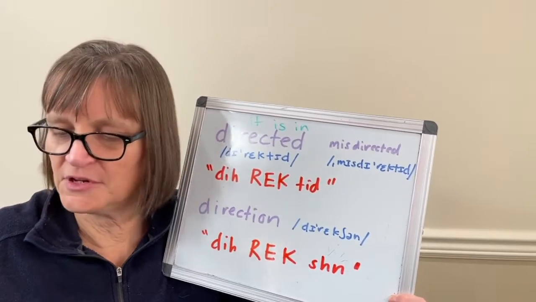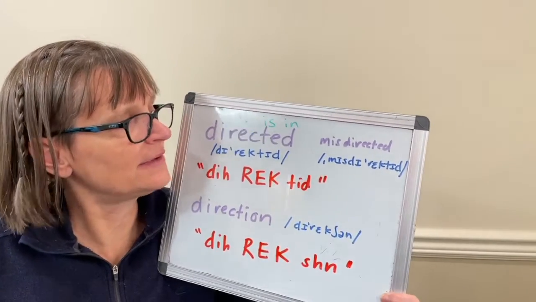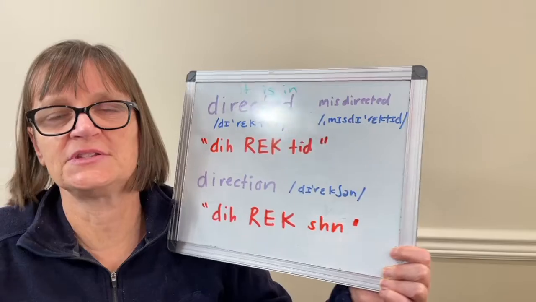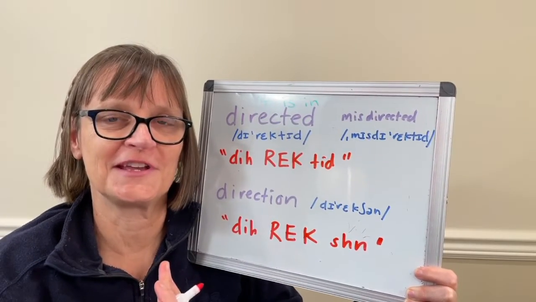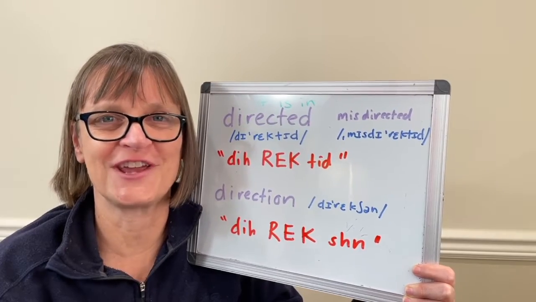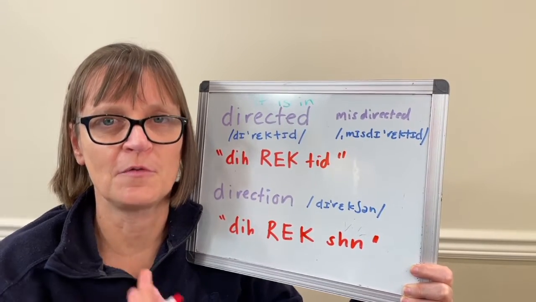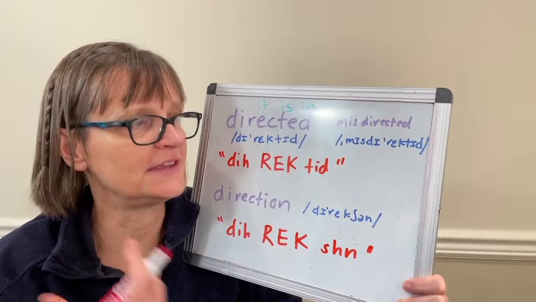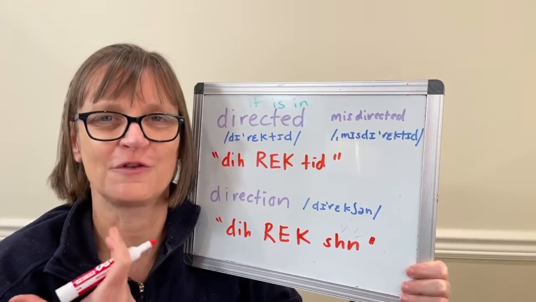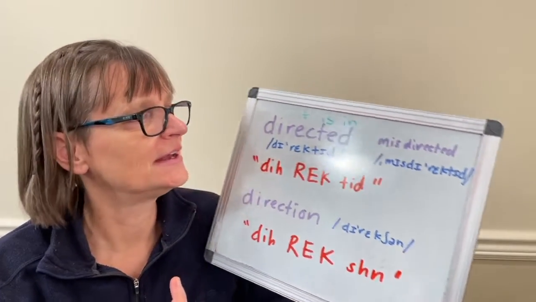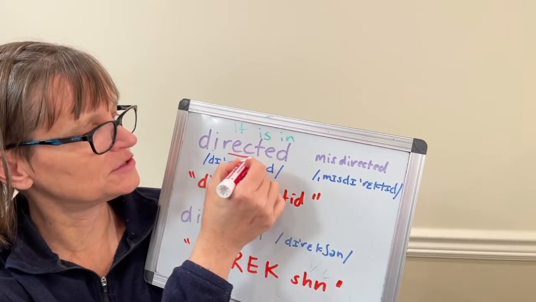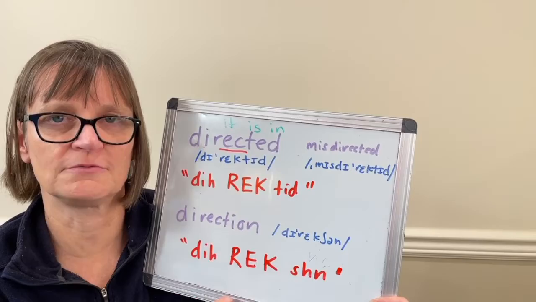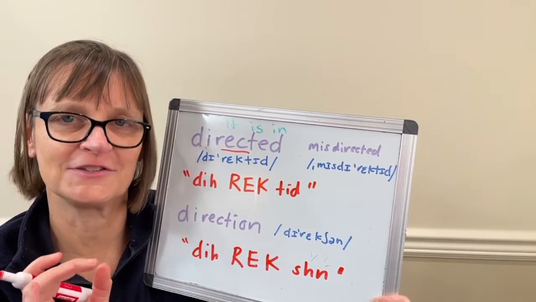You will sometimes hear native speakers say directed or direction or misdirected. That may eventually become a correct pronunciation because that's how language changes and develops over time. But for now, in the dictionary, we have the I sound, and you should go for that for the correct pronunciation of this word. That's because the stress in directed and in direction is on the rec syllable.